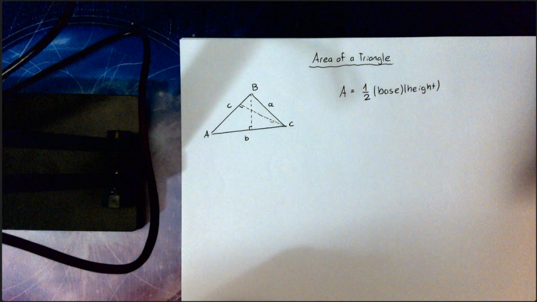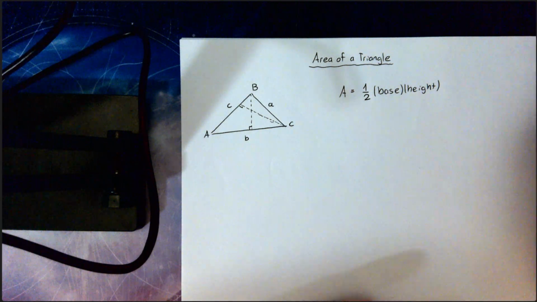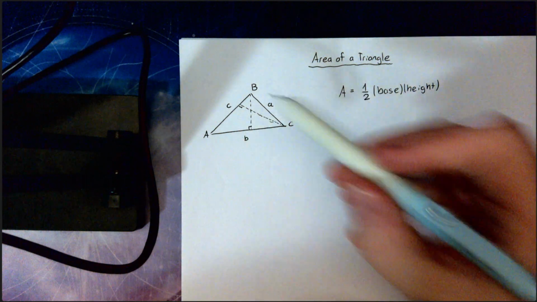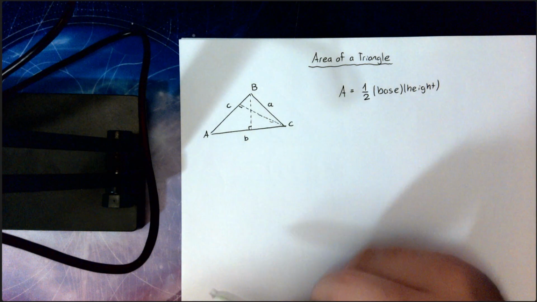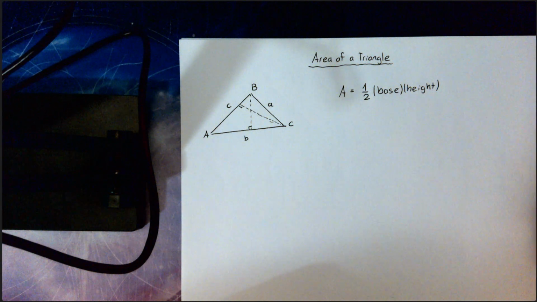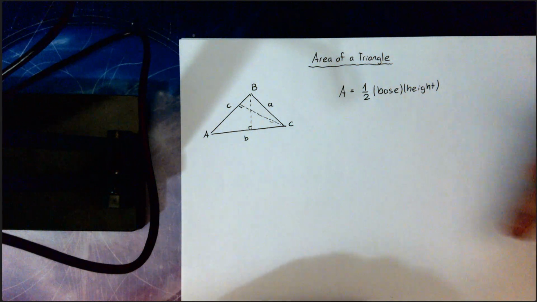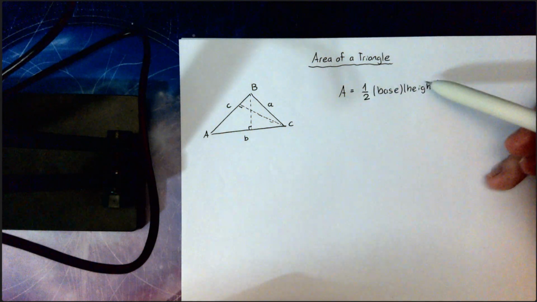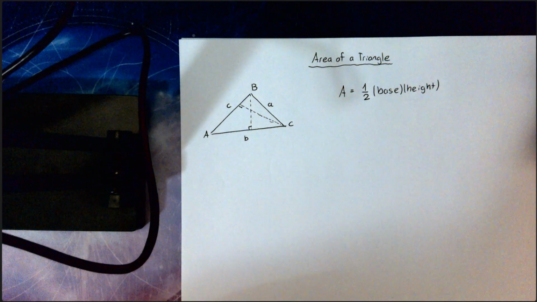So I've drawn here just a triangle, not a right angle triangle because that would make our lives too easy, but a triangle here where our vertices are ABC and our side lengths are labeled accordingly in lowercase letters. And if we recall from elementary school, the area of our triangle would be base times height divided by 2, or multiplied by 1 over 2.